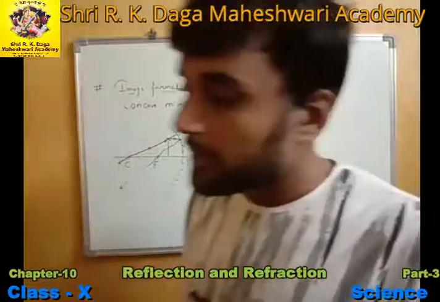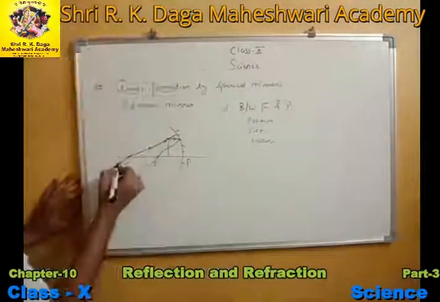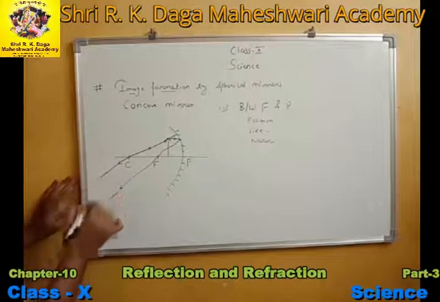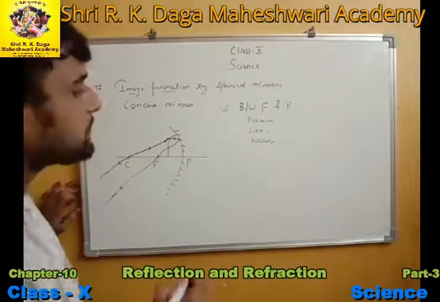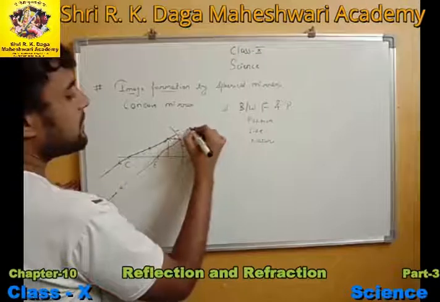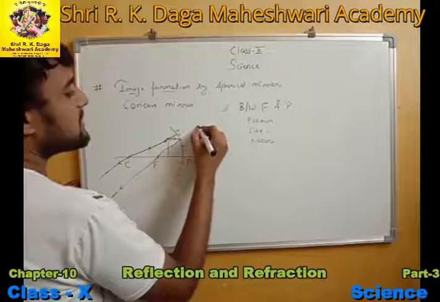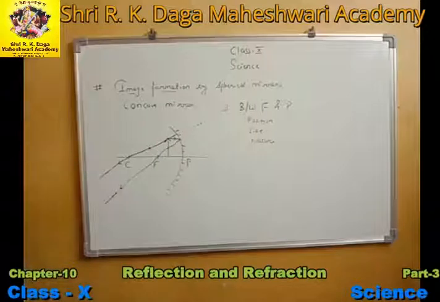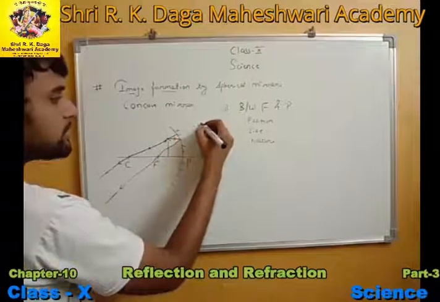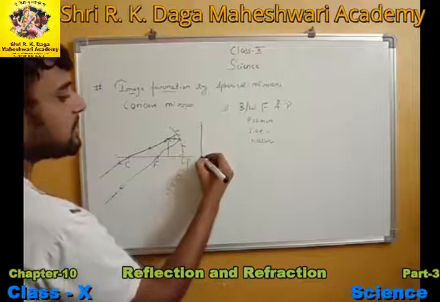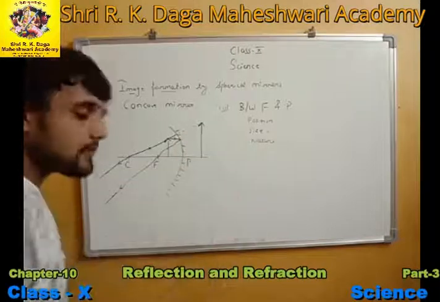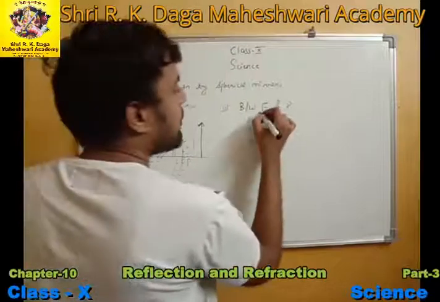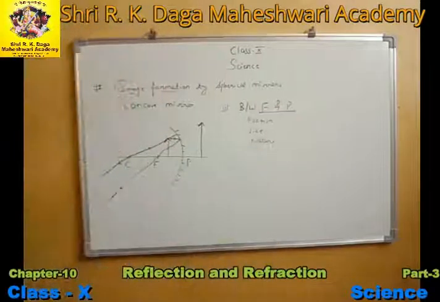Now, what will happen if I extend both the rays on this side? They will never intersect each other because they are diverging, right? But if I extend both the rays on the back side of the mirror, then they will intersect each other at this point, and at this point we will get our image, right? So this is how we have formed our image when the object is between F and P.